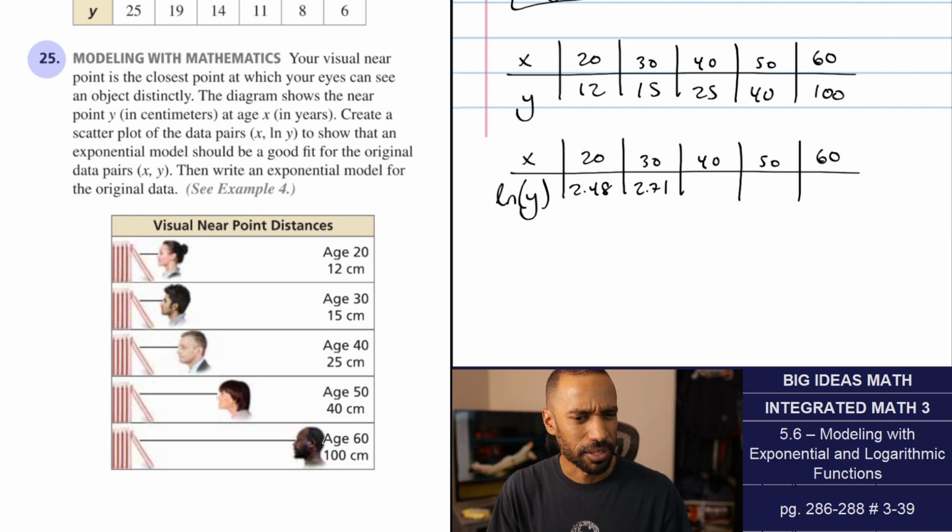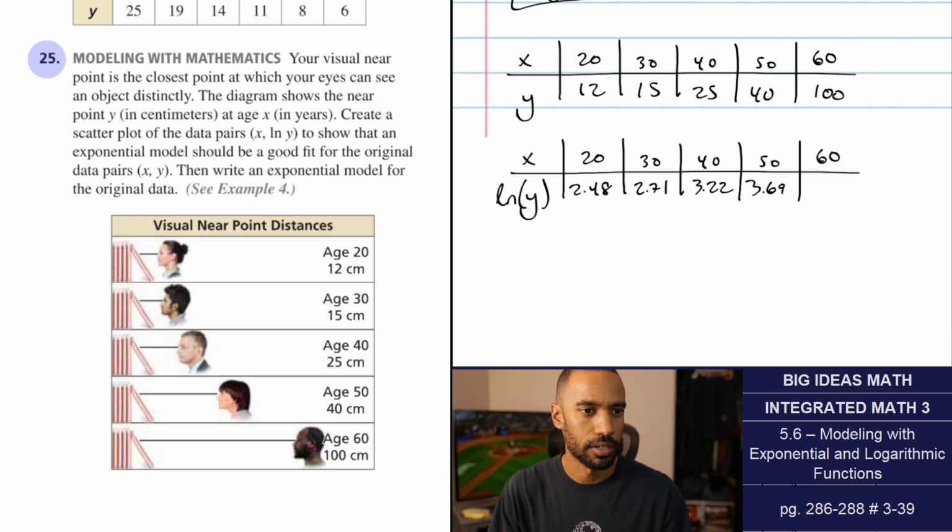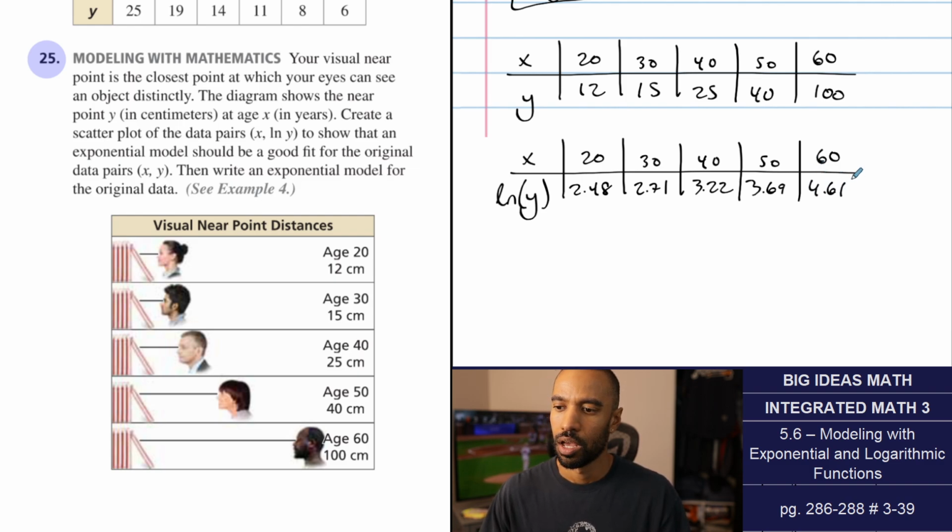Natural log, are we supposed to use a calculator? I don't think so. Natural log, yes, but not for the whole thing, right? Natural log of 25 is 3.22. Oh, the scaling, for which I'll have to go here. Natural log of 40, 3.69. Natural log of, not 60, 100, is 4.61. Okay. As far as differences go, I don't know.